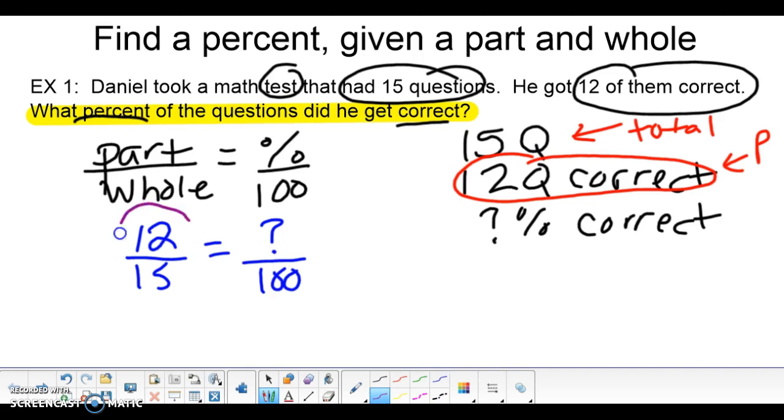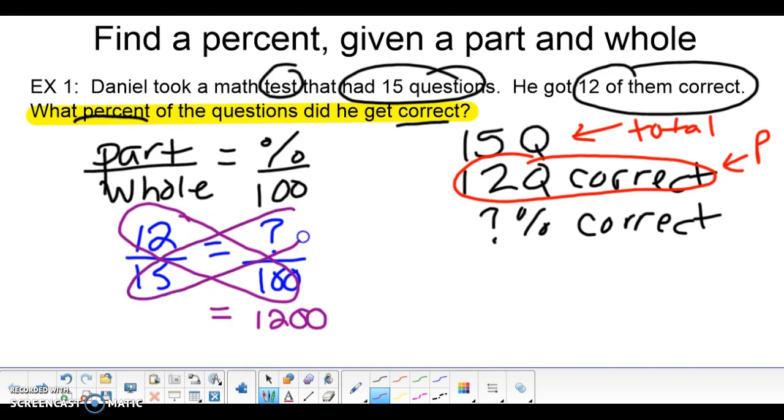We cross multiply. 12 times 100, that's just simply 1,200 equals 15 times the percent. But I don't know the percent, so I'm just going to write 15 times question mark. So now I have an equation right here. 15 times what number gives me 1,200? To find that number, we just simply divide.